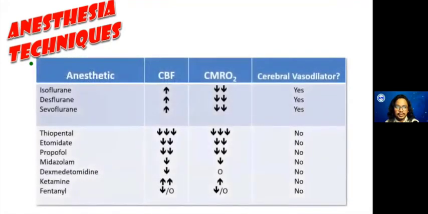The choice and preference for induction and maintenance is based on the ability of the chosen agents to provide hemodynamic stability and avoid increases in ICP. No single technique or medication is superior, and we aim for balanced anesthesia. This table shows common agents we use for induction and maintenance and their cerebral effects.